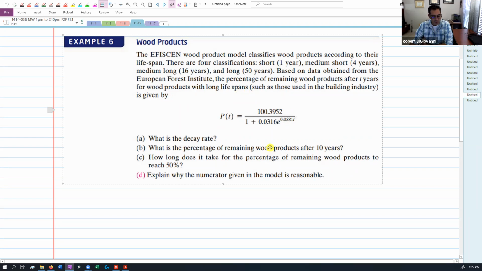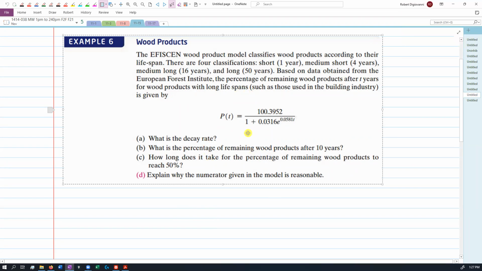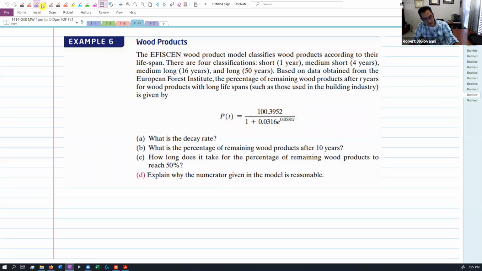So the first question here is, what is the decay rate? So they want to know what B is. So can you tell what B is here? Negative 0.05. Say again, Hugo? Negative 0.05. Yes, exactly. So we're looking at that number in front of the T here.